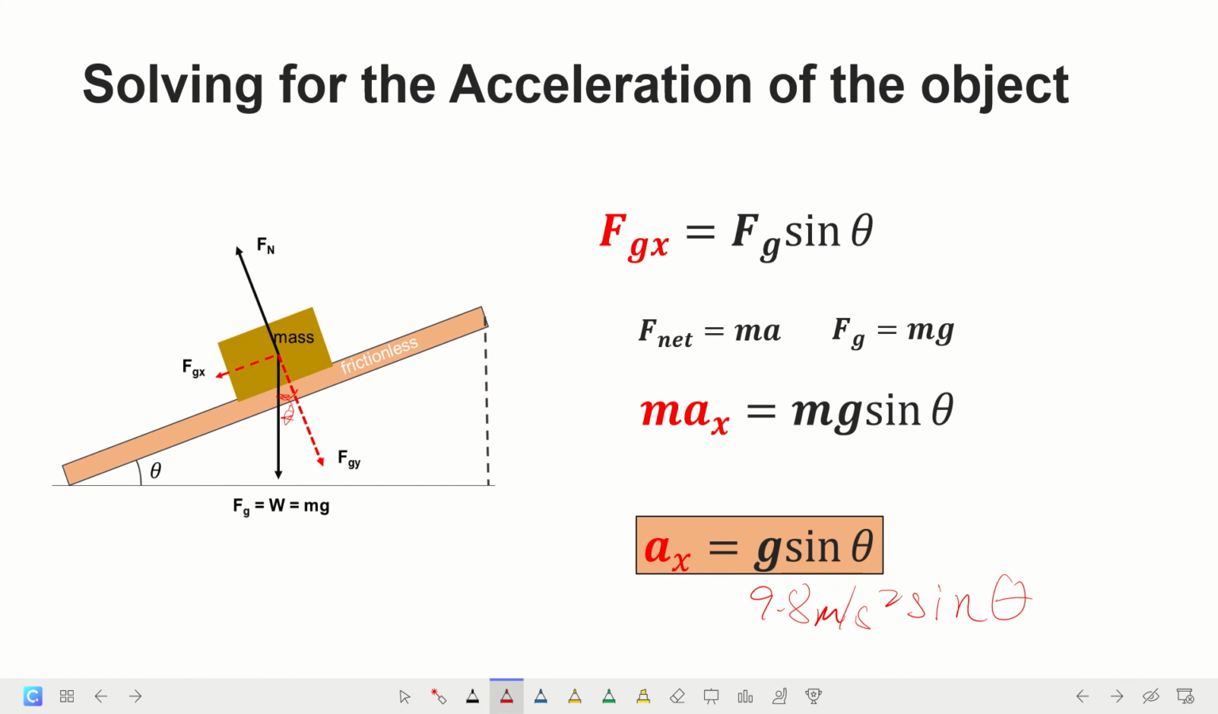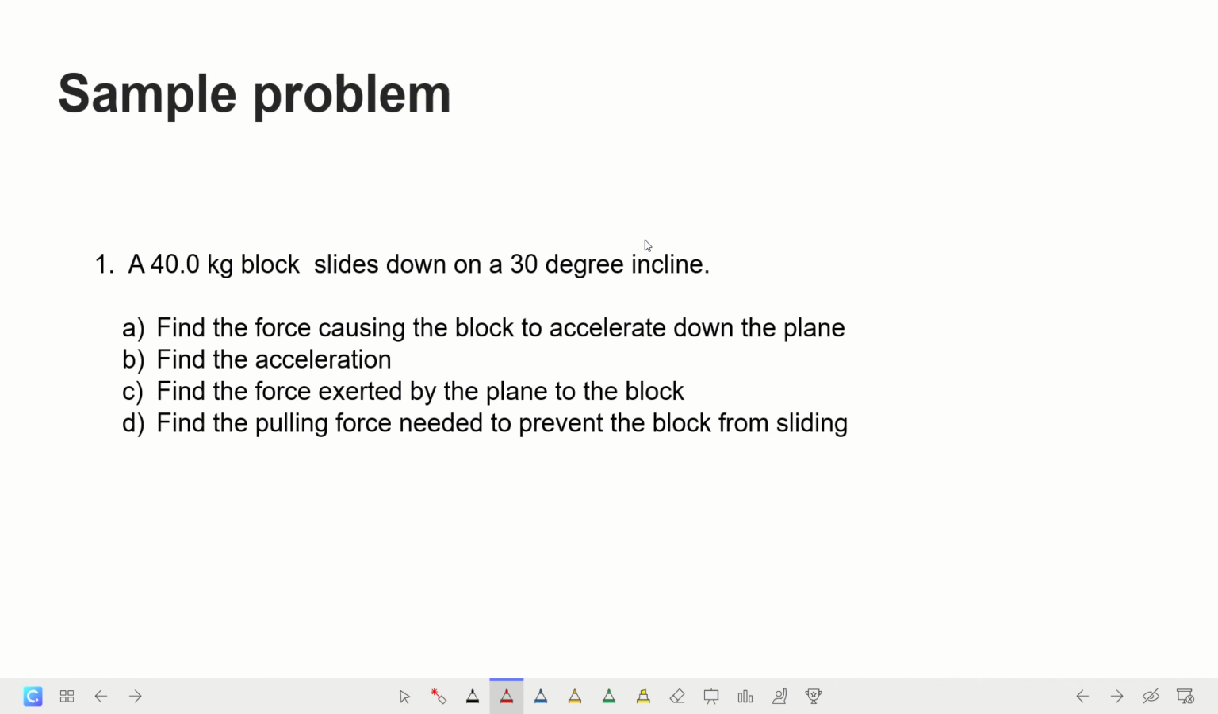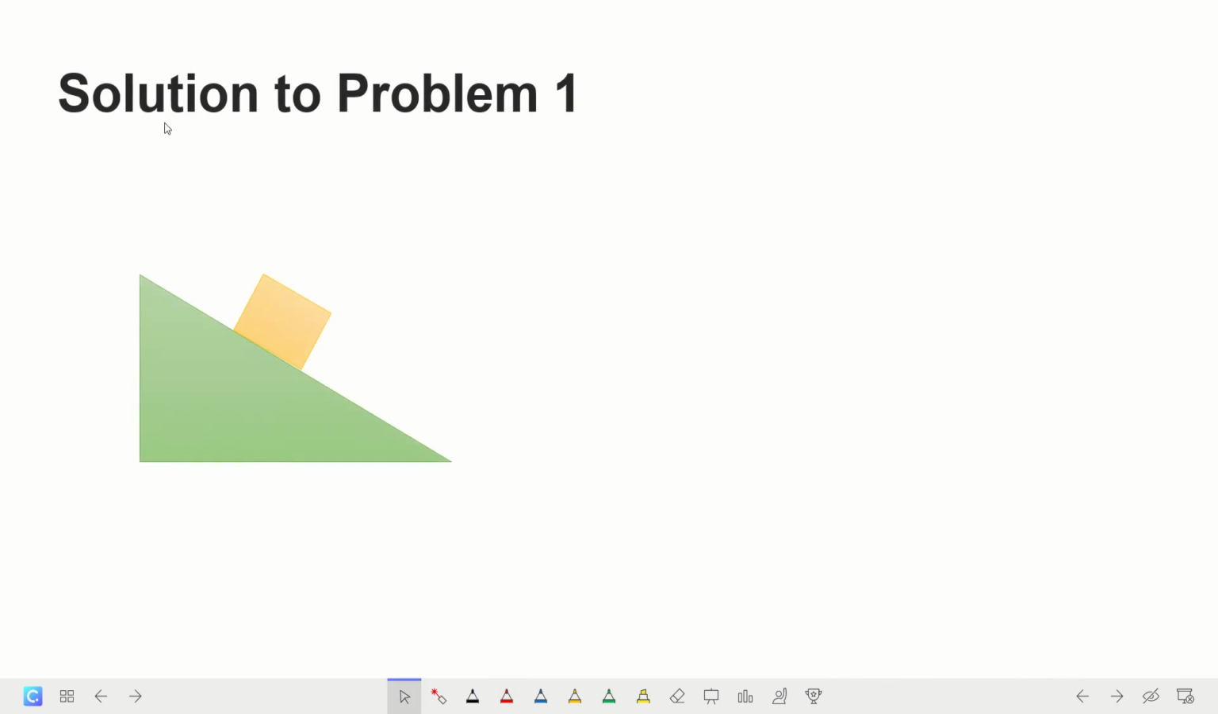So let us now have an example. A 40 kilogram block slides down a 30-degree incline. Letter A, find the force causing the block to accelerate down the plane. Letter B, find the acceleration. Letter C, find the force exerted by the plane on the block. And letter D, find the pulling force needed to prevent the block from sliding. Step number 1: draw a free body diagram or illustrate the situation.